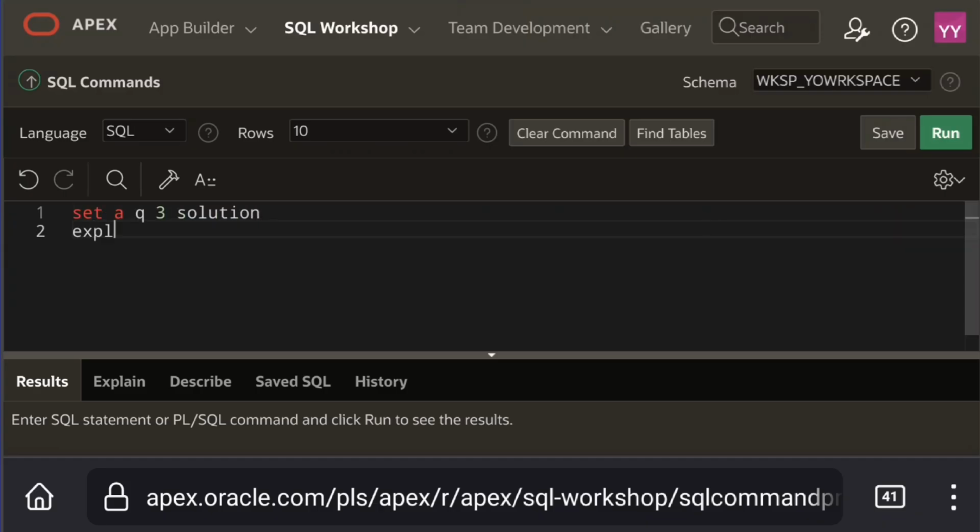Set A Q3 solution. Explanation of the problem, the SQL code will be at the end.